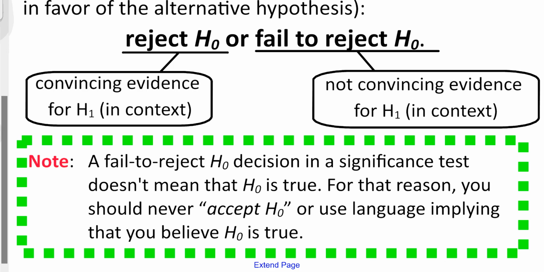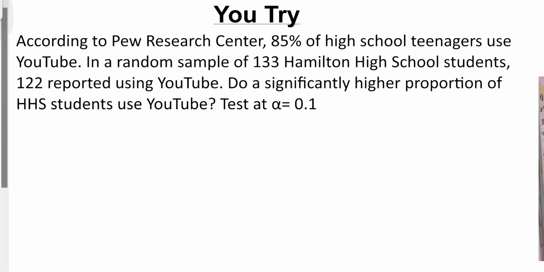And that pretty much covers the steps in a significance test. So I'm going to leave you with this. If you want to try this, you can pause this. This is another example if you want to try one on your own. It's specifically talking about high school teenagers using YouTube. Let's just say we did a sample at Hamilton High School and we found these numbers. And the alpha level in this case is not 0.01, it's 0.1. So do a significantly higher proportion of Hamilton High School students use YouTube? This is where you would use a test. It says test at that level. Go ahead and try it.